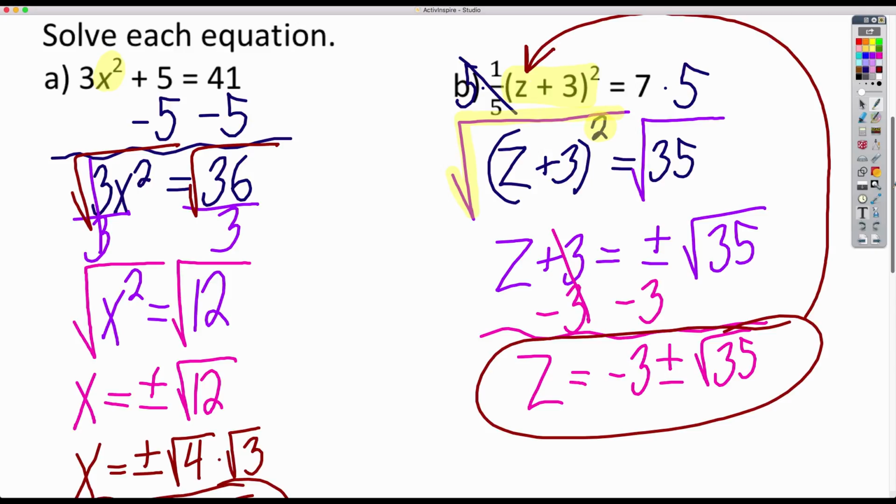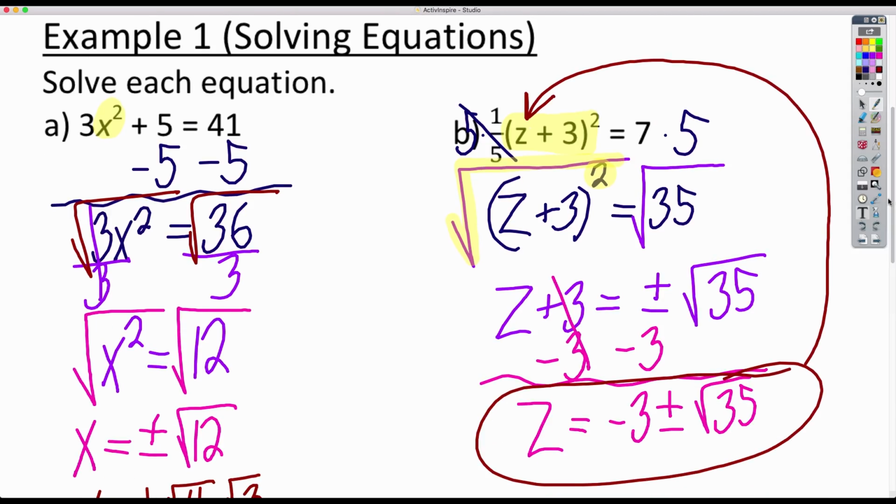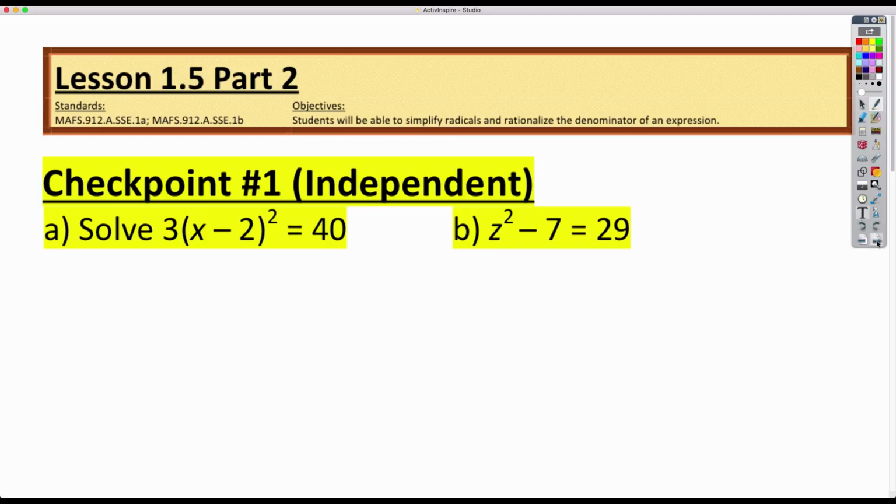Anyone have any questions or thoughts? Any shortcuts or observations? All right, checkpoint number 1. Let's see what you could do on your own. You got 4 minutes.